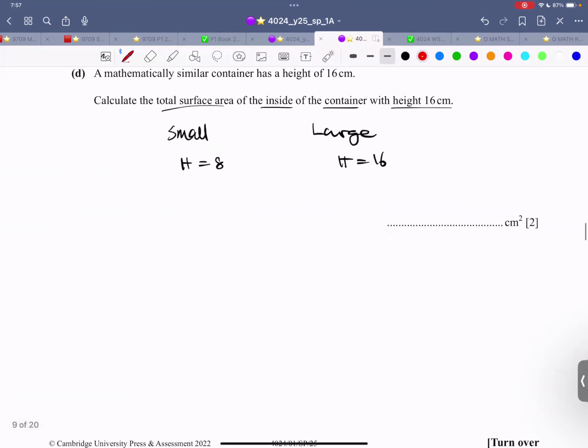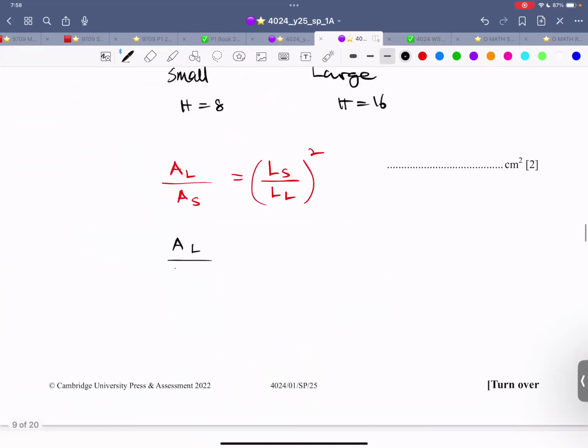So now when we talk about surface area, area of large into area of small is equal to length small divided by length large, the whole thing square. That's a ratio of areas. Area of large is unknown, area of small is 1340, which we just calculated. Length of small is 8, length of large is 16, that's a ratio of 1:2 square, so this is 1:4.